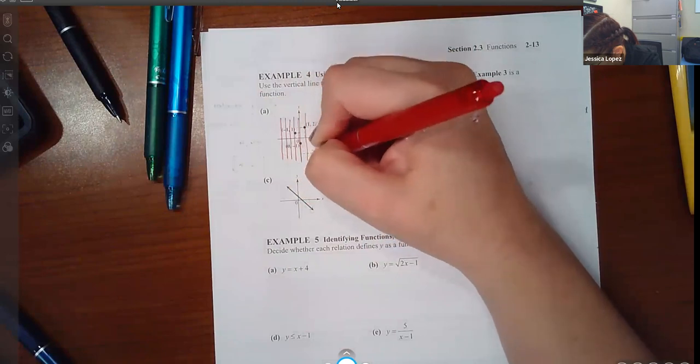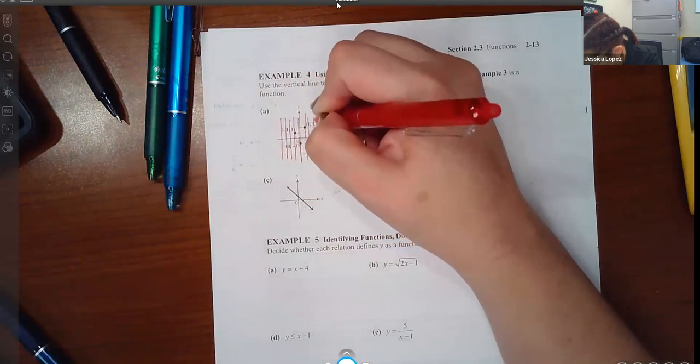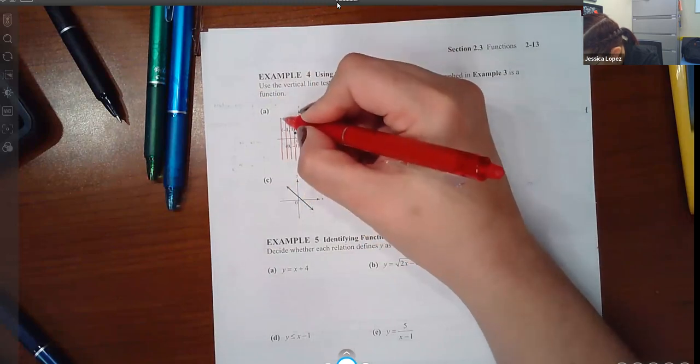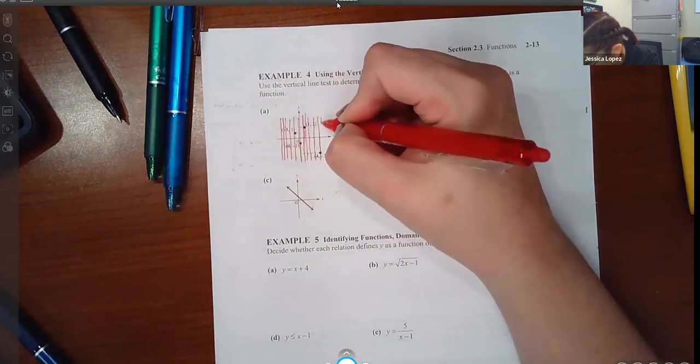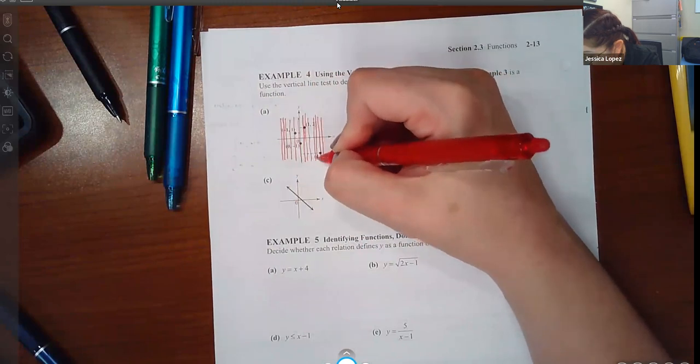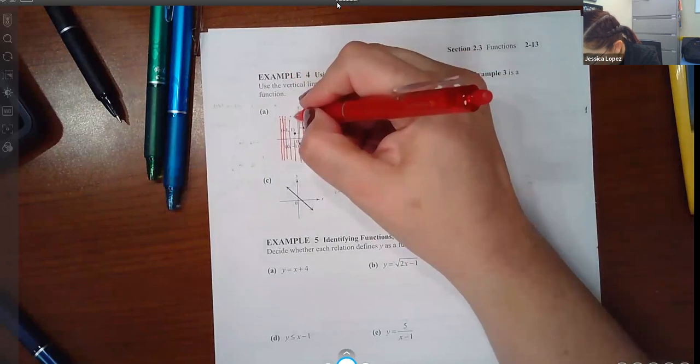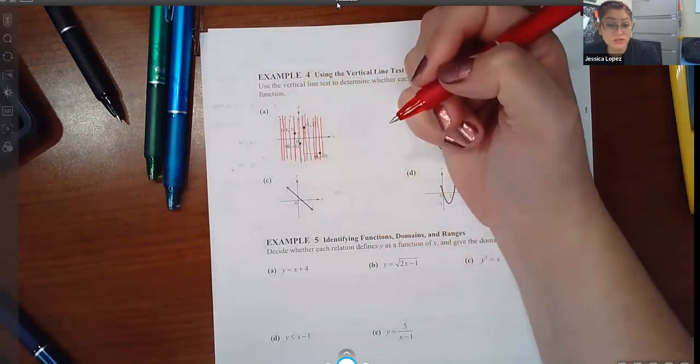And they don't have to specifically be on these grid lines. They could be anywhere. They could be in between the grid lines. It doesn't matter where the vertical lines are. Just imagine that the paper is filled with an infinite number of vertical lines, okay? If you noticed, this vertical line, the second one, the third one, and the fourth one do not touch the graph at all, okay? They don't need to.